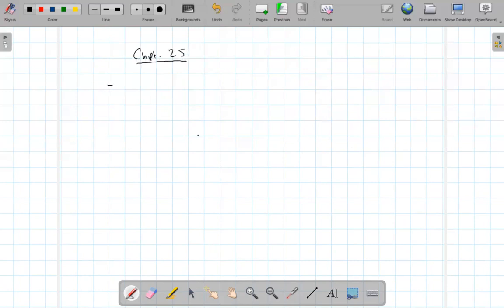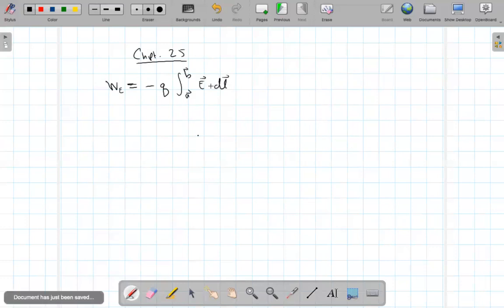So chapter 25 then says what? The work done by the electric field is equal to negative Q times the integral from A to B of the electric field dotted with the differential length, which is equal to negative the change in potential energy. Actually, sorry, it should be positive here. So work is equal to this, which is equal to the negative of the change in potential energy, which in this case is the electric potential energy.